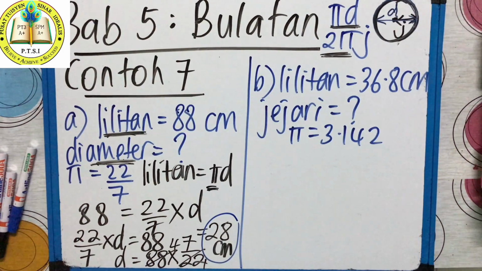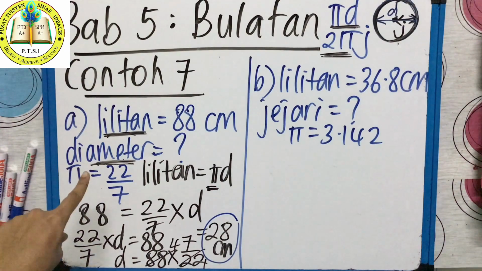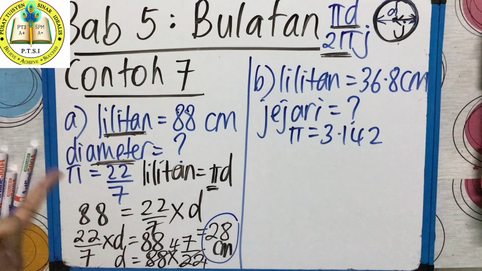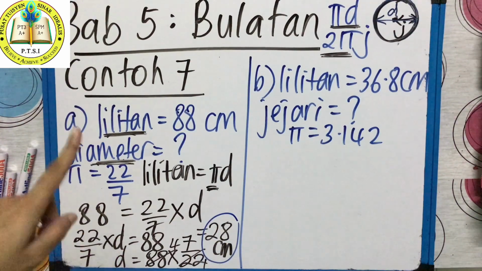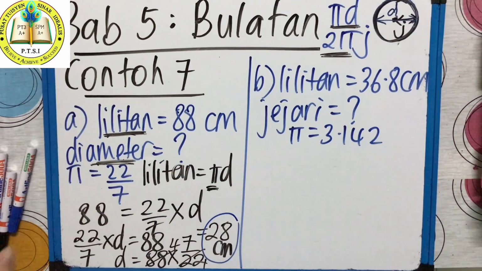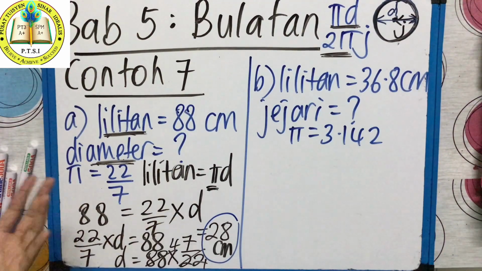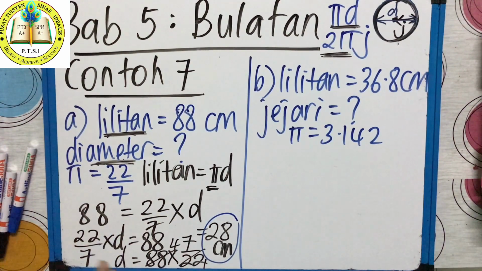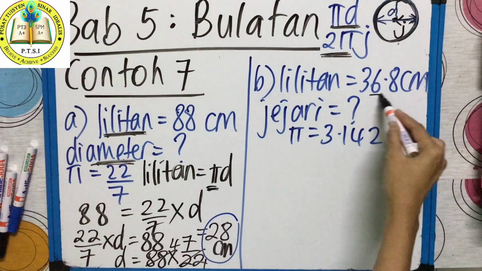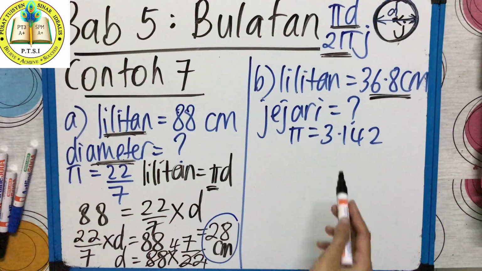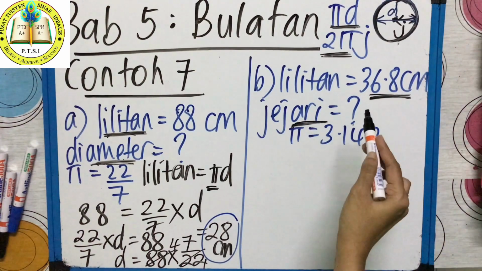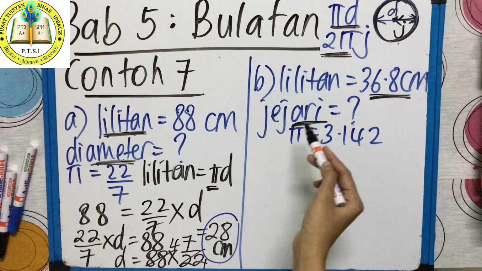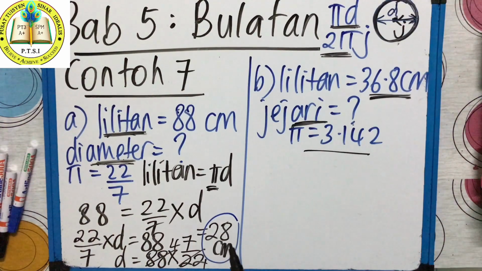Okay, next one. Don't think every time they will ask you to find lilitan. No. Tengok soalan ini, lilitan sudah diberi. Soalan tadi, contoh tadi, kamu cari lilitan. But this example, lilitan sudah pun diberi. The circumference is given. So you find the diameter. Now soalan B pun sama. Tapi soalan B, lilitan diberi 36.8 cm. Jejari kamu perlu cari, question mark. Find the radius, nilai pi 3.142.